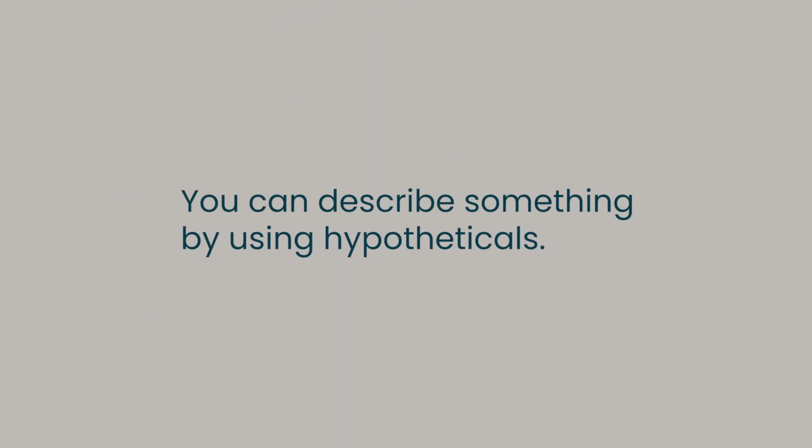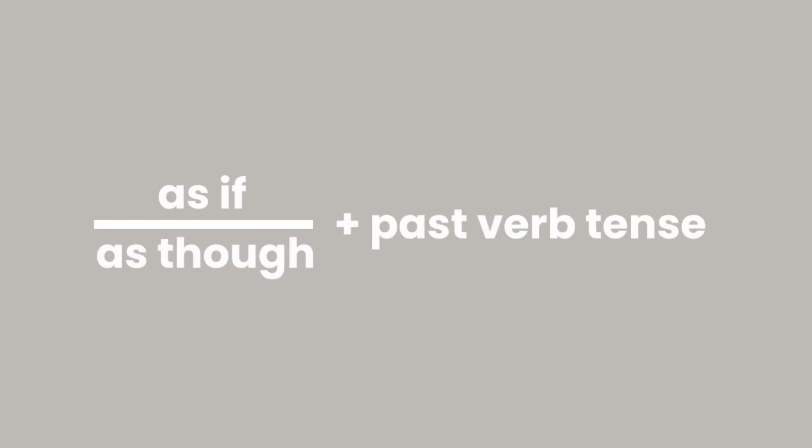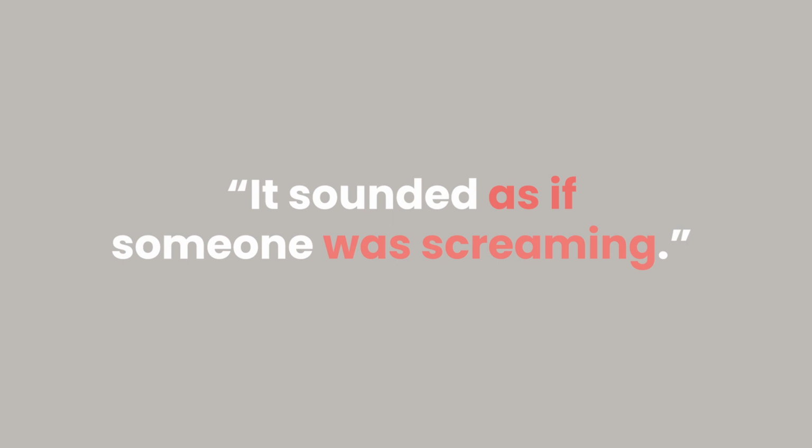You can describe something by using hypotheticals. That is, as if or as though, plus a past verb tense. You could use the past simple, past continuous, past perfect, whatever. For example, it sounded as if someone was screaming.